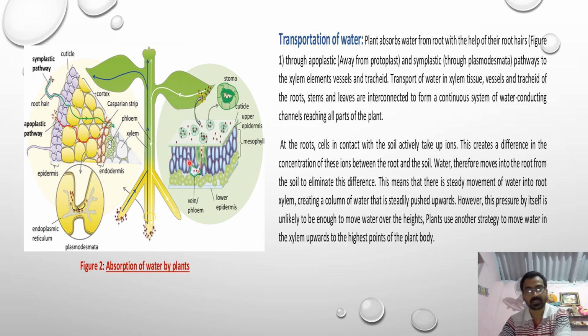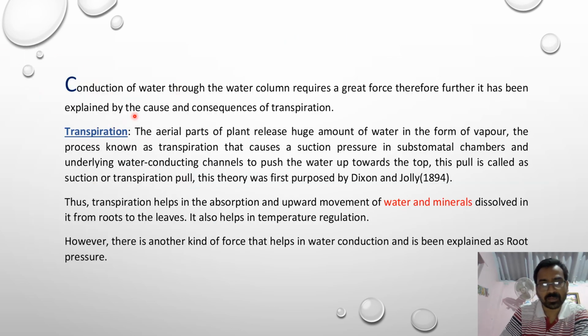So two parts are there. First is the absorption of water, and second is the conduction of water along the xylem element. A bit more information is there in the next slide. Conduction of water through the water column requires a great force. Therefore, it has been further explained by the cause and consequences of transpiration. So we have learnt about this in the previous slide.